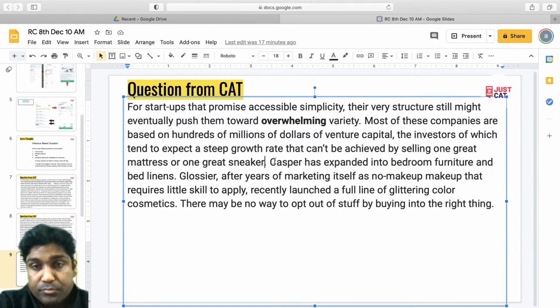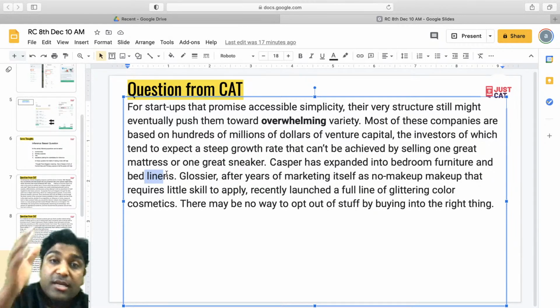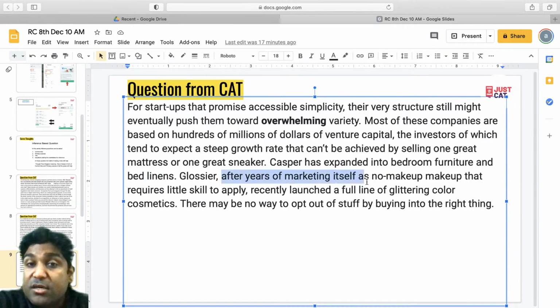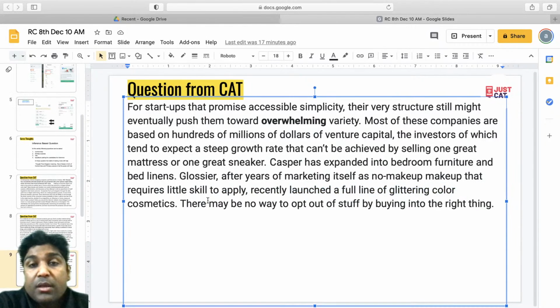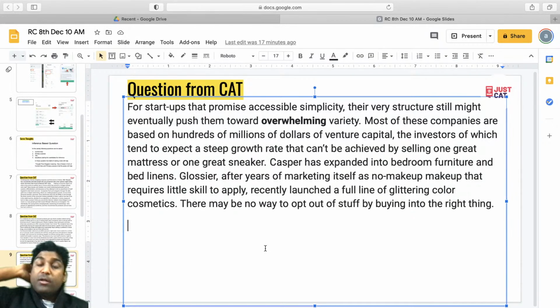And Casper expanded into bedroom furniture. They're giving now, for example, bed linens. Earlier, Casper was making only mattresses. Glossier, after years of marketing itself as no makeup that requires little skill to apply, recently launched a full line of glittering color cosmetics. There may be no way to opt out of stuff by buying into the right thing. So they are saying that it may not be possible ever to opt out of stuff by buying into the right thing.